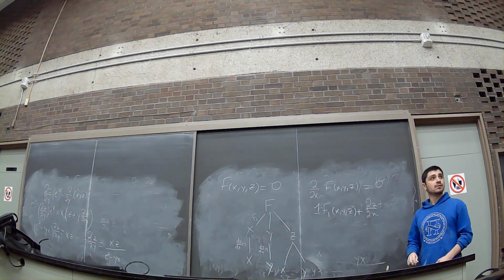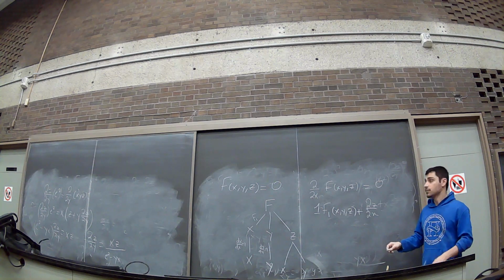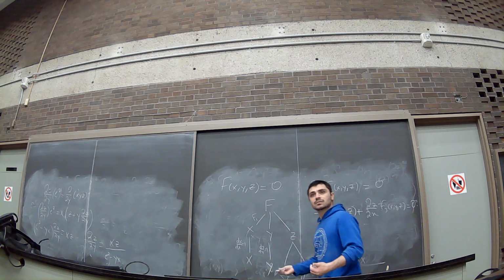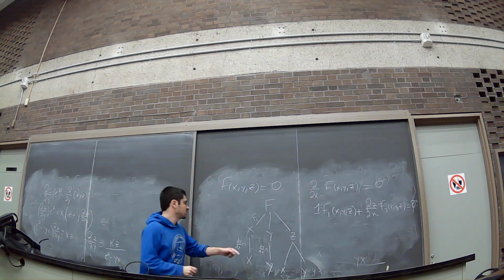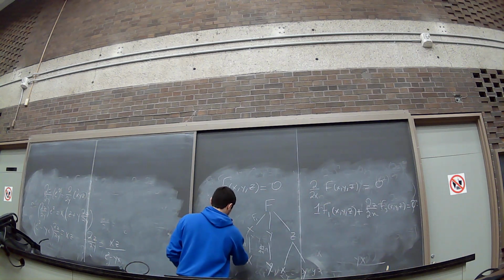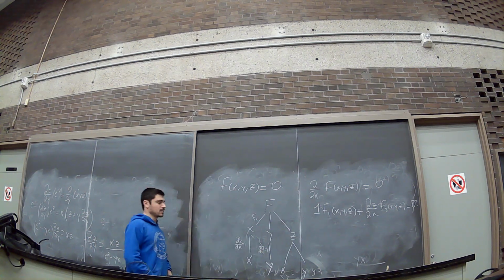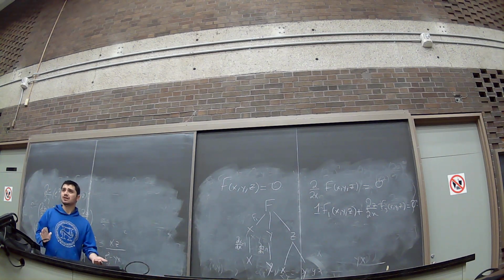times the derivative of the function with respect to the third argument. Is that clear? Here should be del x. I mean, should be del x. Okay, sorry, del y, del y. Are we good here or not? Is that clear? Yes. Everybody, is that clear?